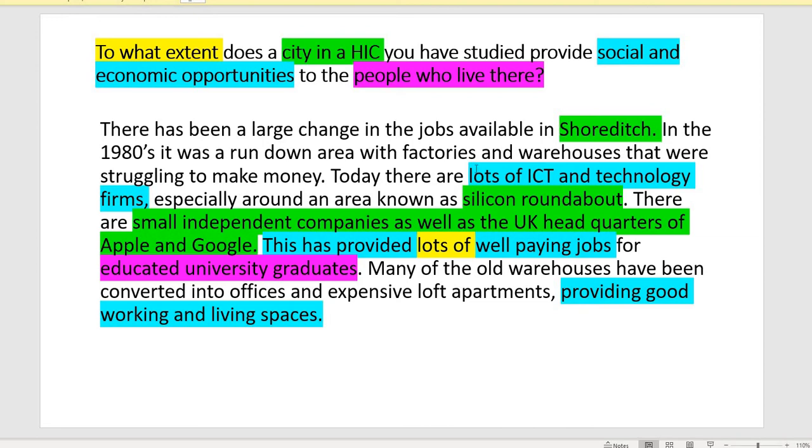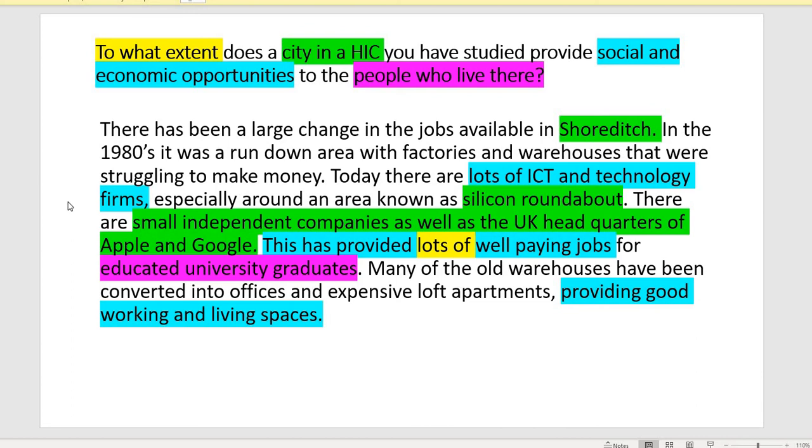There's been a large change in the jobs available in Shoreditch. In the 1980s, it was a rundown area with factories and warehouses that were struggling to make money. Today, there are lots of ICT and technology firms, especially around an area known as Silicon Roundabout. There are small independent companies as well as the UK headquarters of Apple and Google. This has provided lots of well-paying jobs for educated university graduates. Many of the old warehouses have been converted into offices and expensive loft apartments, providing good working and living spaces.